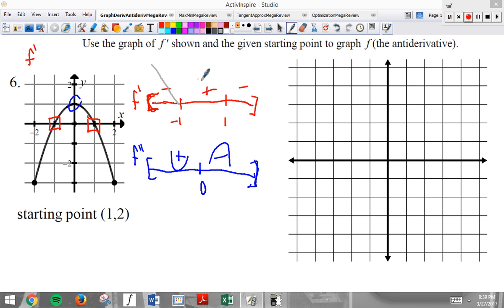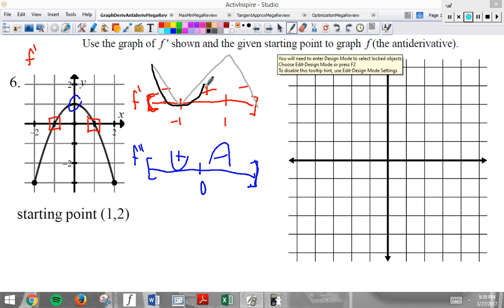Down, up, down, concave up, inflection, concave down.